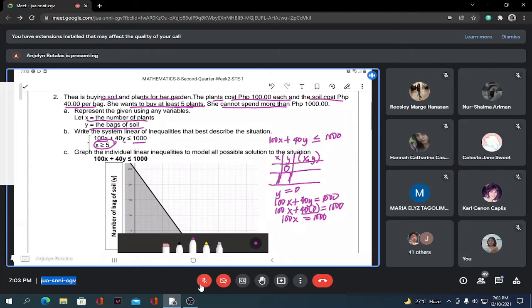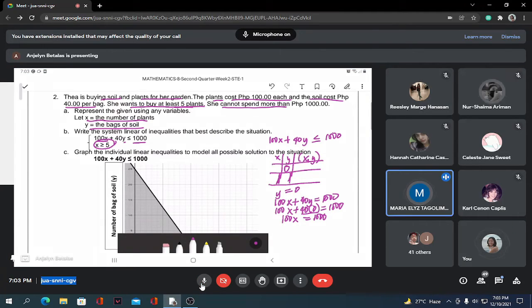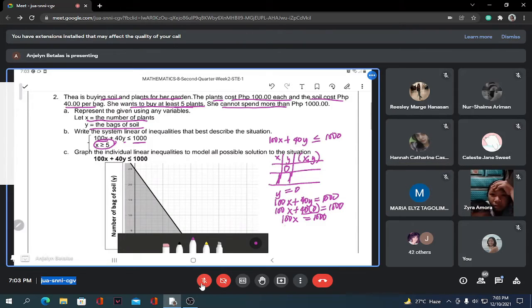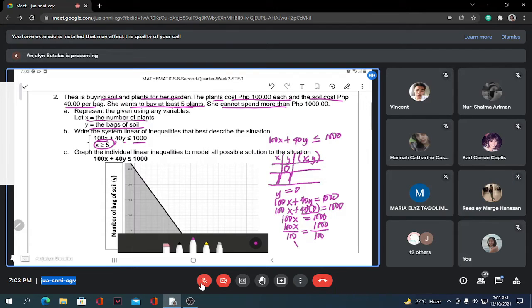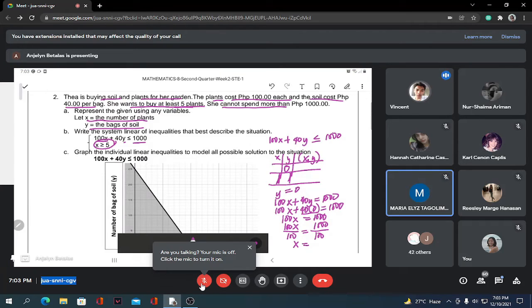To solve for x, divide by 100. So x therefore is? 10. So the point is (10, 0).